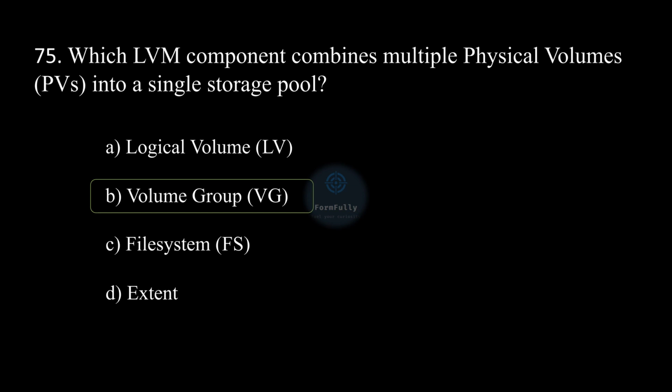Option D, extent. The extent is the basic unit of allocation within a logical volume. It represents a specific block size of data storage. So therefore among the options provided, the volume group is the correct option.